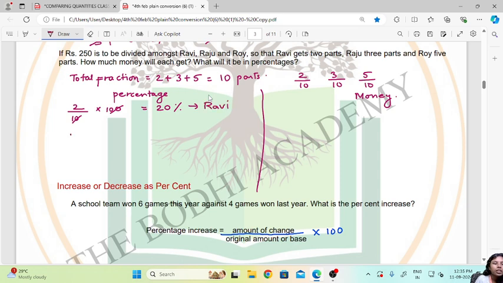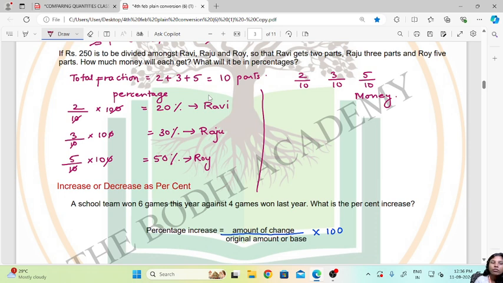Then we have 3 upon 10 into 100. Again this 0 goes. So we'll have 30% for Raju. And then last we have 5 upon 10 into 100. So this and this goes. So 50% will go for Roy. Now this was in terms of percentage. Now we have to find how much money each of them will get.